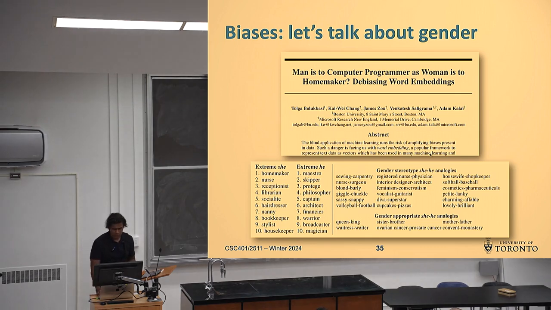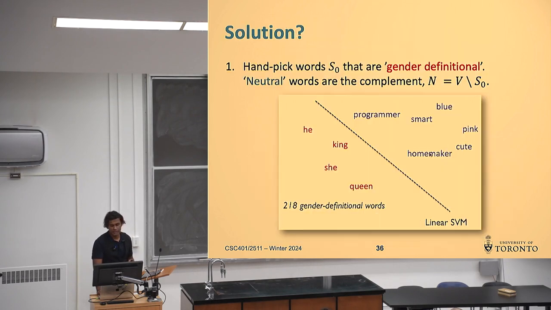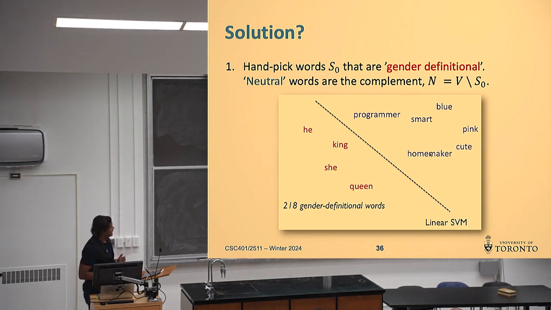And so how can we rectify this? Again, there are a lot of newer methods, but here we're going to talk about a very simple method called hard debiasing. If you want to do this, what you can do is separate words that are gender definitional, and then words that should be gender neutral, which are in blue.